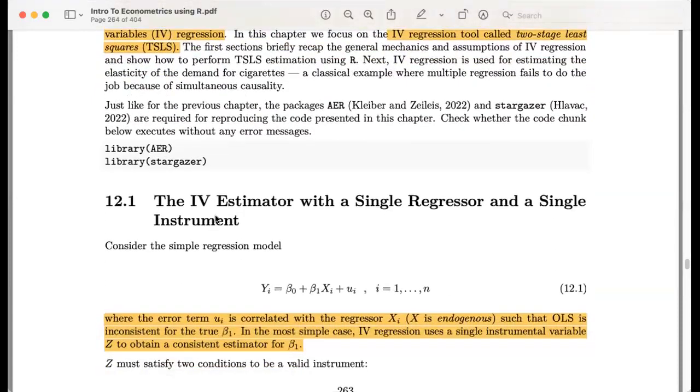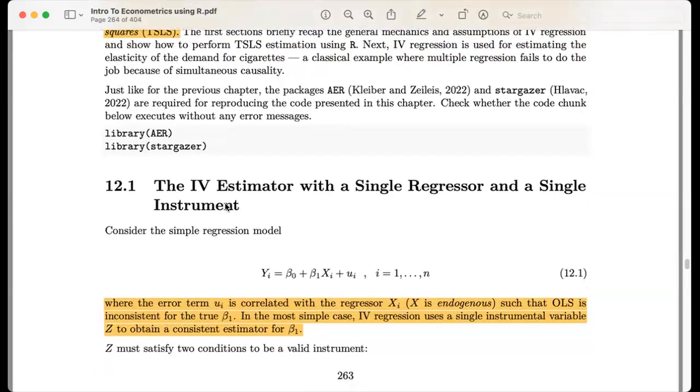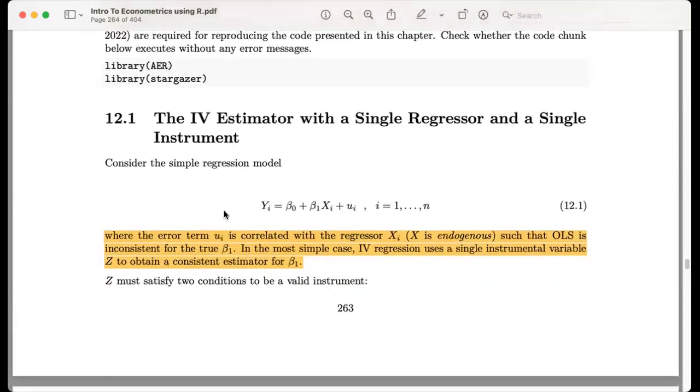So we start with the IV estimator with a single regressor and a single instrument. Even though that's not usually the case, we will just look at a single regressor. I think the author does this to stimulate our interest and to build on the most basic foundation. So that's our regression model, where y_i equals beta_0 plus beta_1 x_i plus u_i, where i is the number of observations from one to n.